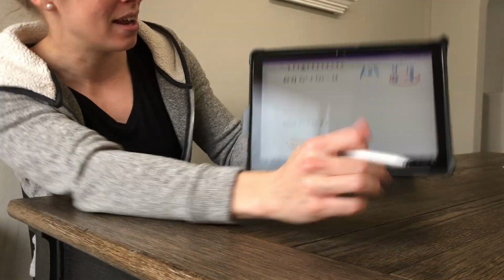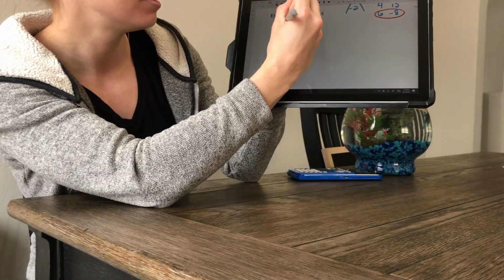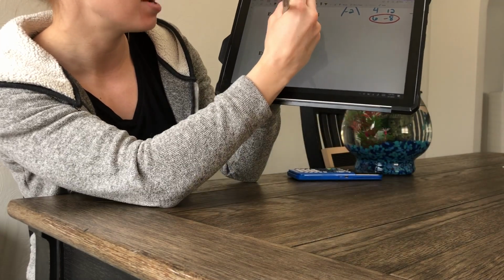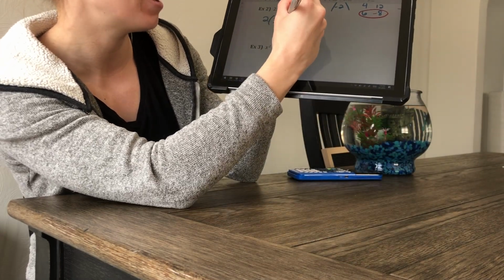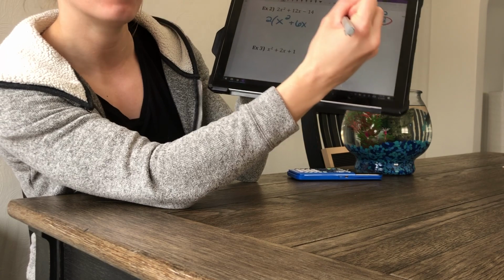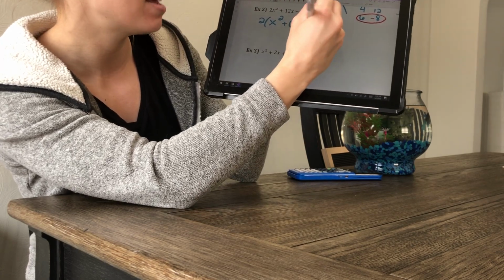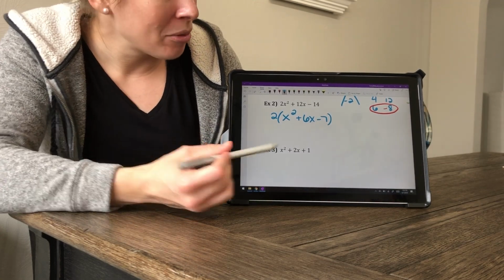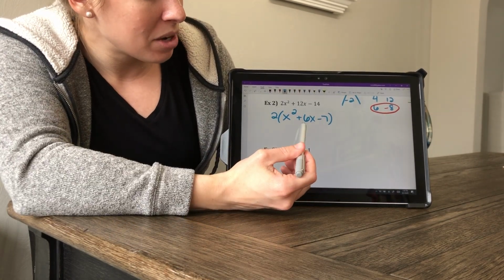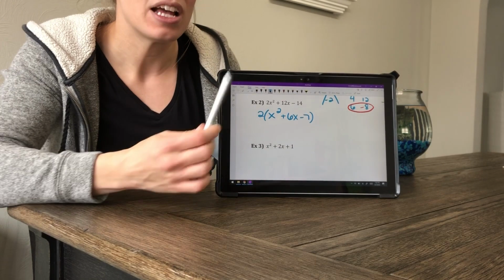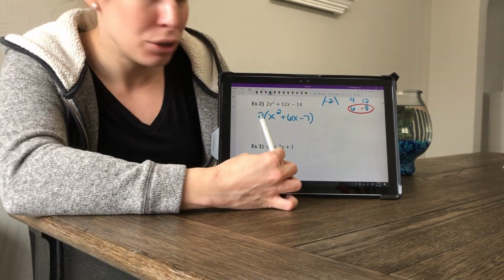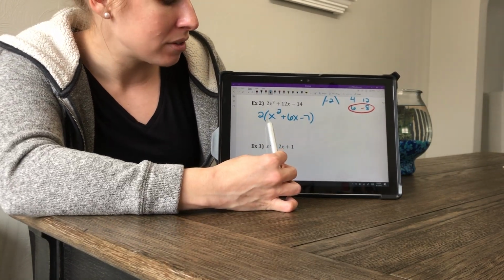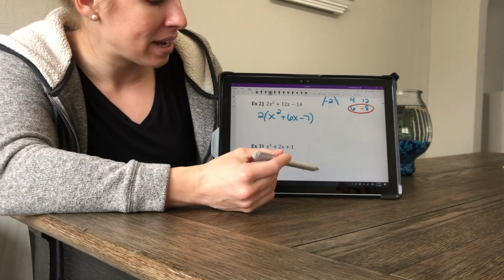What that looks like then, factoring out a 2. What's left? Well, just x squared. 12x divided by 2 is 6x. Negative 14 divided by 2 is negative 7. There you go, folks. Factor out that common monomial. Now, x squared plus 6x minus 7 is what we're trying to break down. Okay, so the 2's just kind of chilling out here to the side for a while. So we're trying to factor this trinomial down.